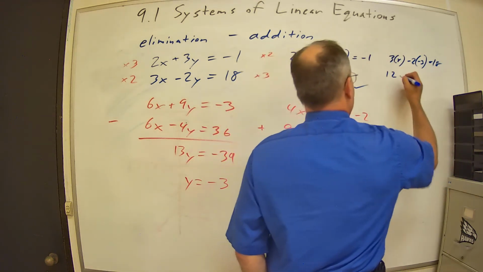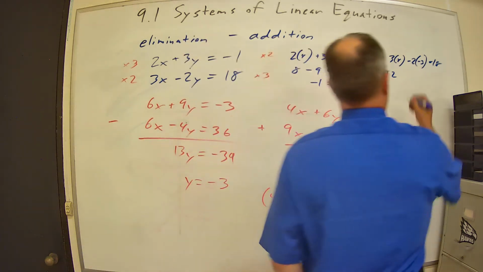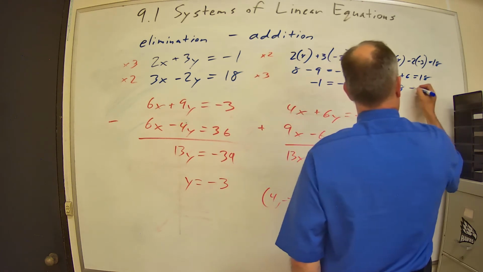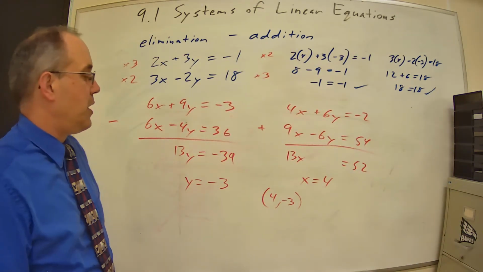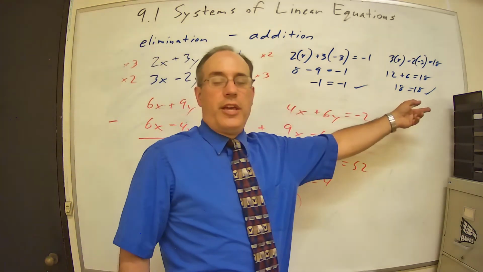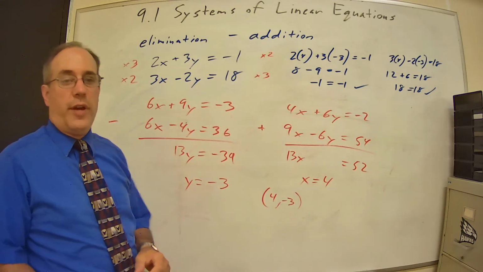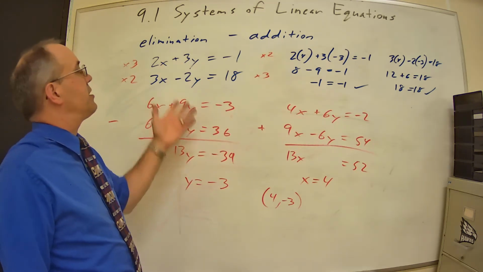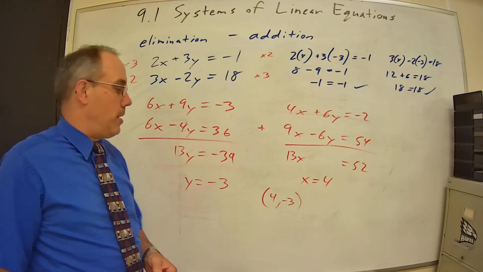3 times 4 is 12. -2 times -3 is positive 6. 12 plus 6 is equal to 18. 18 is equal to 18. And we are good. So we solved it by elimination, and then we checked to make sure it was a solution to both of those equations. So 4, -3 is the solution to this system of linear equations.